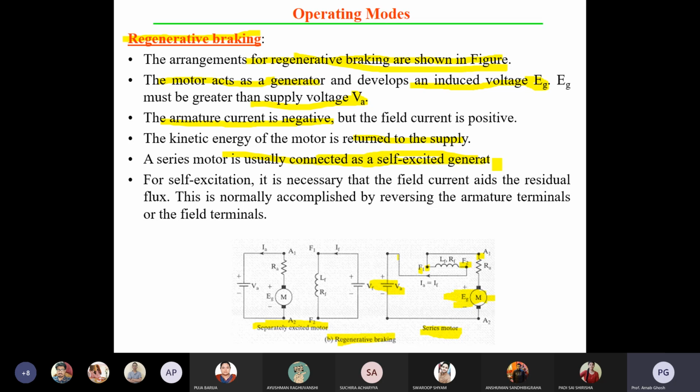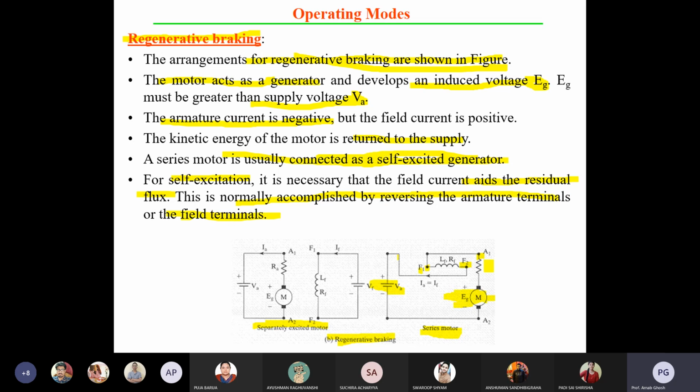A series motor is usually connected as a self-excited generator. You know the difference between a separately excited generator and a self-excited generator. The difference is that it can excite its field by its own generated energy. For self-excitation, it is necessary that the field current aids the residual flux. The field current should also uplift the residual flux, so the reverse direction is not possible. So it's normally accomplished by reversing the armature terminals or the field terminals.